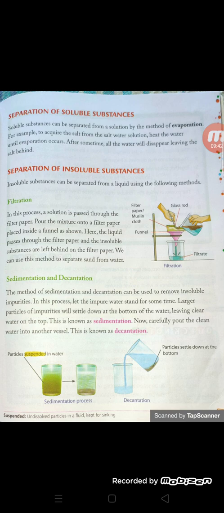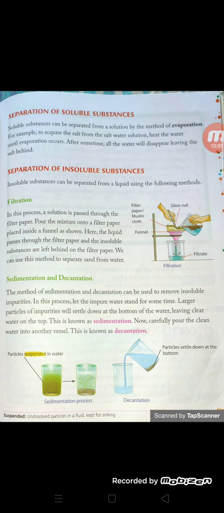Separation of insoluble substances. Now, how to separate the insoluble substance? Insoluble substances can be separated from a liquid using the following methods. What is the method? Filtration. This drawing of filtration is very important. All of you will draw this picture in your notebook. So, what is this process?